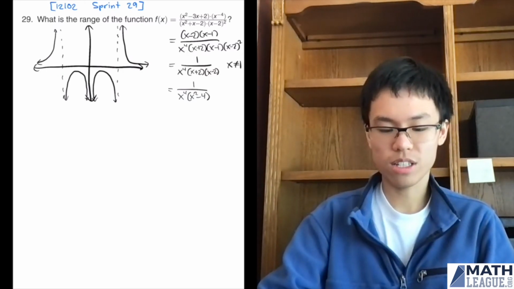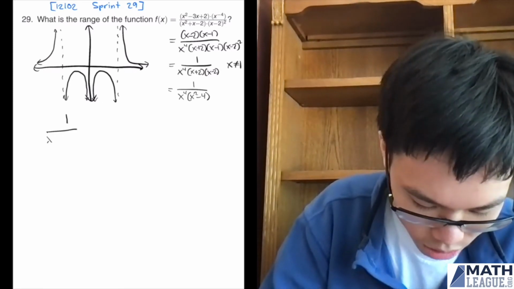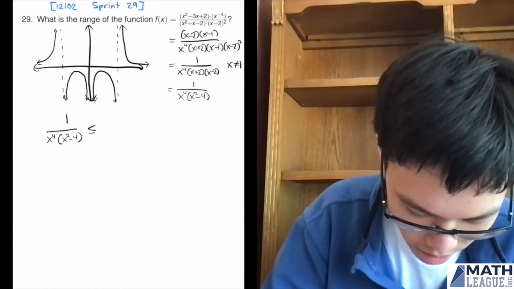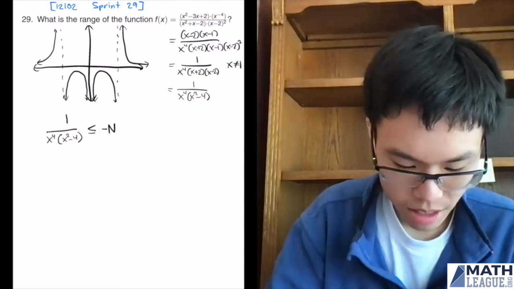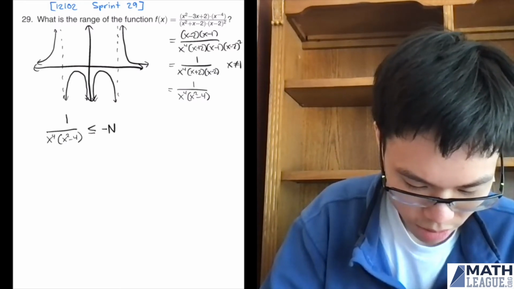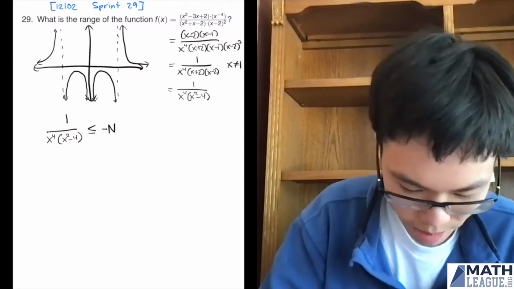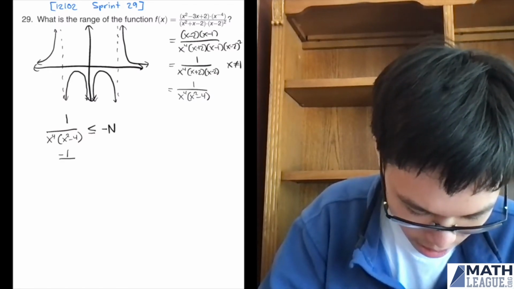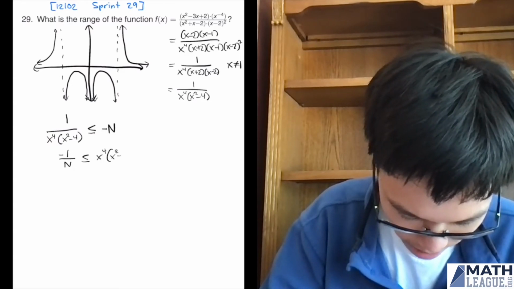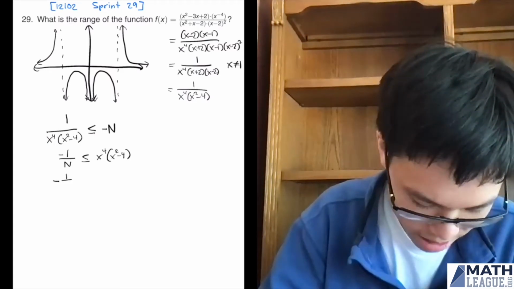Time to think about what the denominator is going to output. So 1 over x to the 4th times x squared minus 4. That's going to be less than or equal to some negative number. And then if we rearrange it, multiplying both sides by x to the 4th times x squared minus 4 in the negative range, and then dividing both sides by -n, which results in two swappings of the inequality sign, we get something like this. And multiply both sides by -1 to get this.